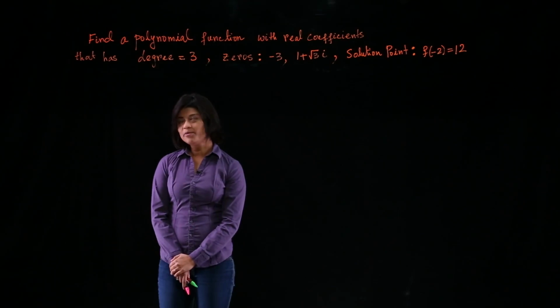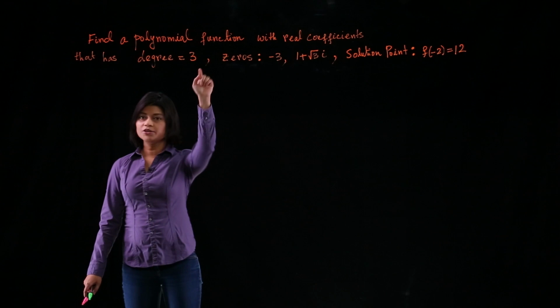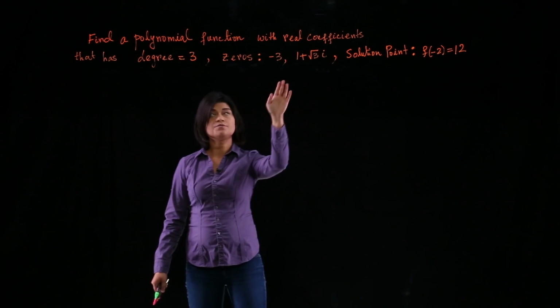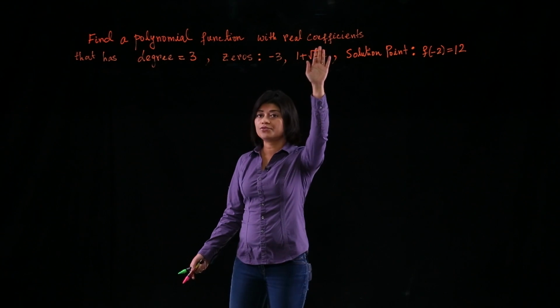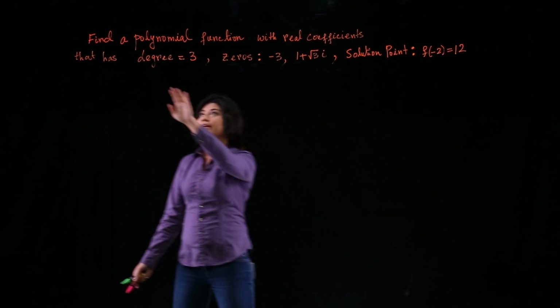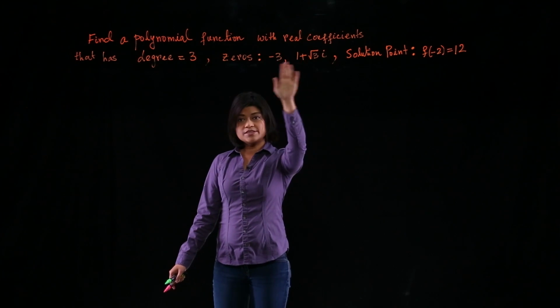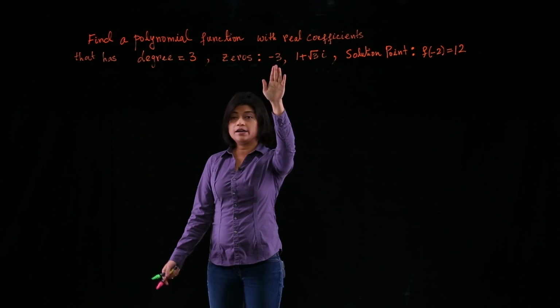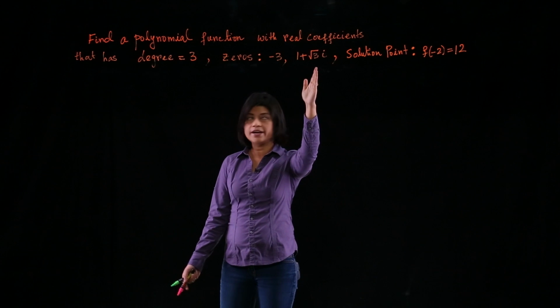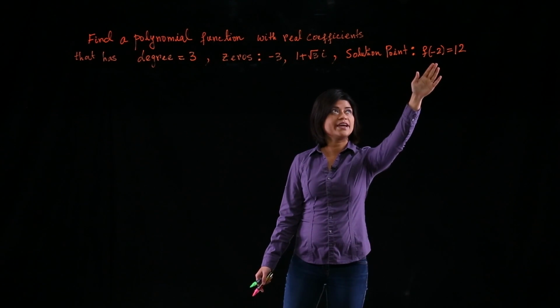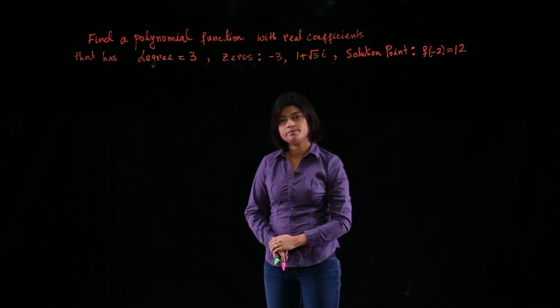Hi, I'm Papia. In this problem, we have to find a polynomial function f that has the following properties. First of all, the function will have real coefficients. It has degree 3. These are the zeros that are given to us: 0, -3, and 1 plus square root of 3i. And also there's a solution point: f of -2 is equal to 12.